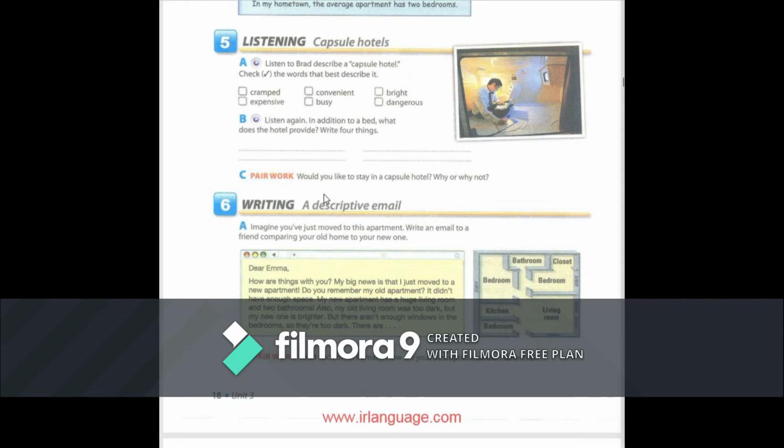According to you guys, would you like to stay in a capsule hotel? Why or why not? According to my opinion, first, because obviously I can hear your opinions later, if I were going to stay in a capsule hotel, I wouldn't like it. Why? Because I can't live in a small space or small rooms.